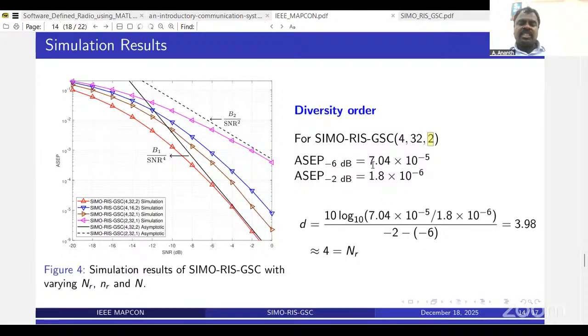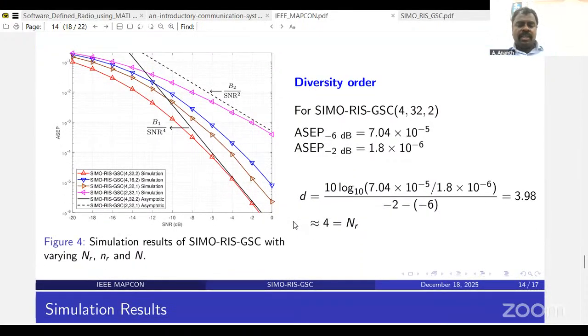Substituting these values here and using the same formula, (y2 minus y1) by (x2 minus x1), we were able to get the slope as 3.98, which is nothing but 4, which is our N. So from this, we can infer that even though we choose a certain number of antennas, like 1 antenna or 2 antennas, we were able to attain full diversity.